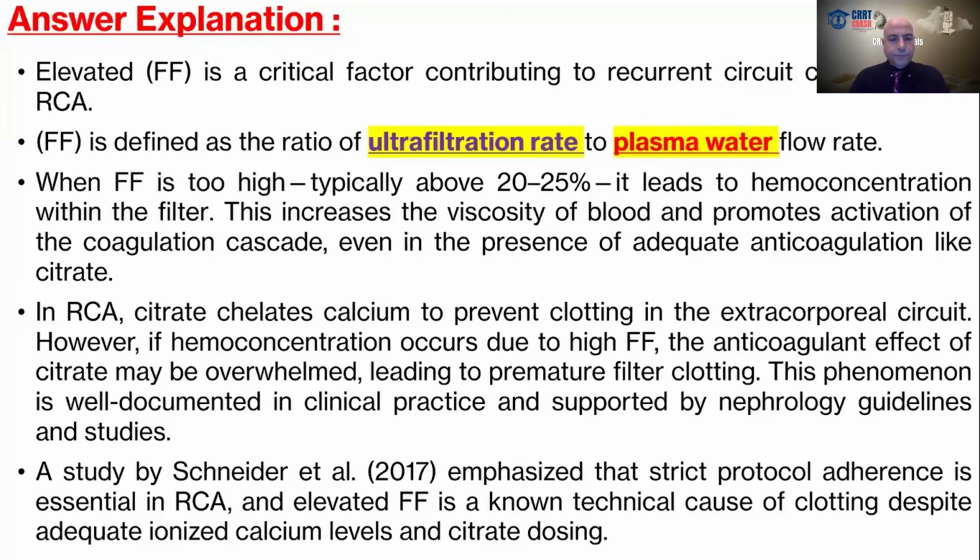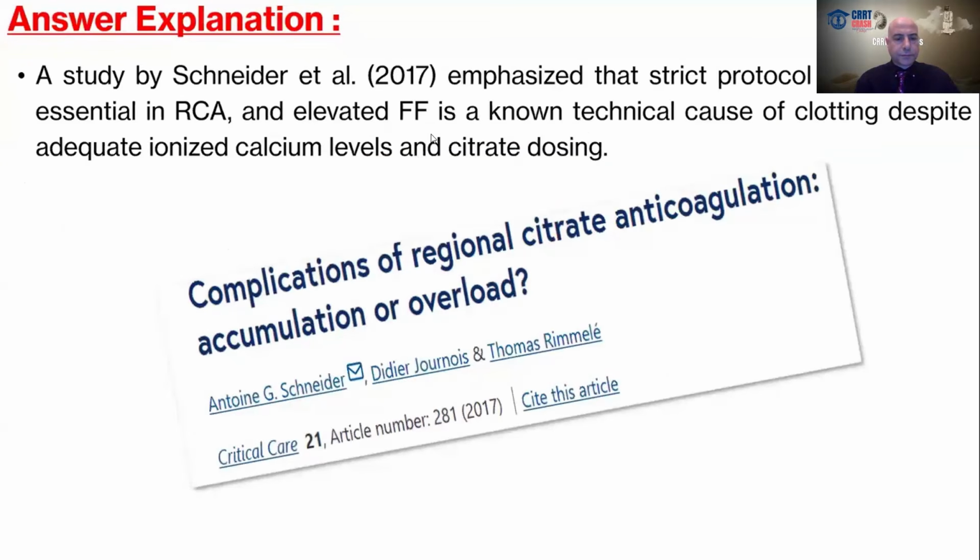In RCA, citrate chelates calcium to prevent clotting in the extracorporeal circuit. However, if hemoconcentration occurs due to high filtration fraction, the anticoagulation effect of citrate will be overwhelmed, leading to premature filter clotting. This phenomenon is well documented in clinical practice and supported by nephrology guidelines and studies. This is one study by Schneider et al., 2017.